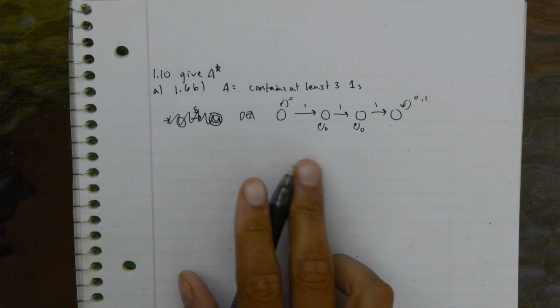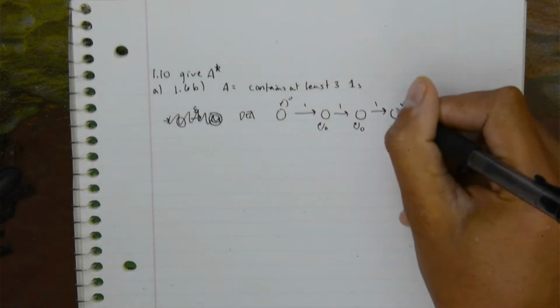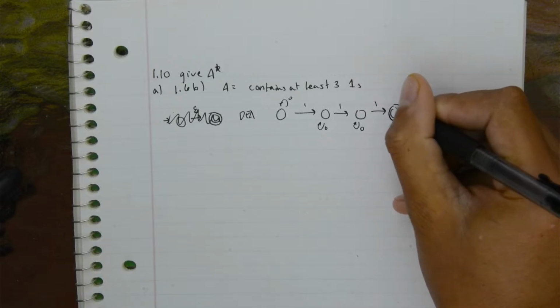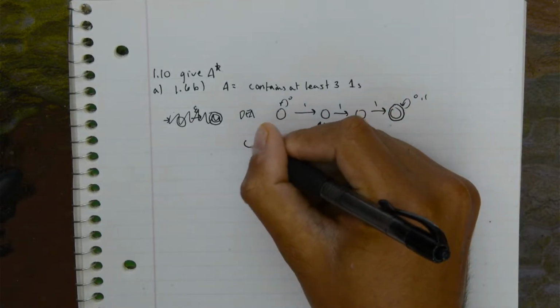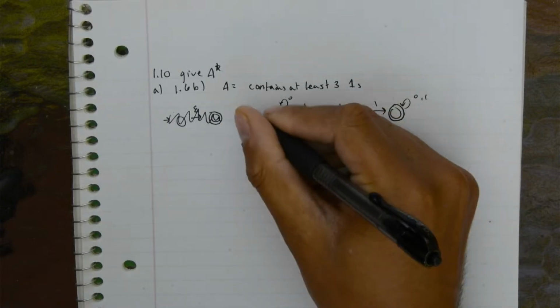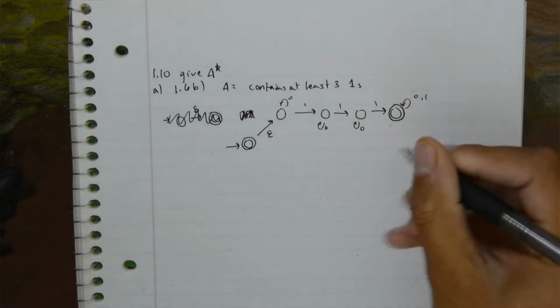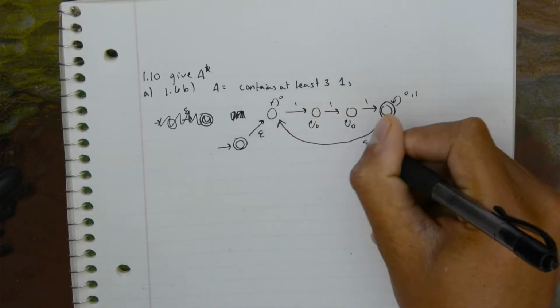Okay, so then all we have to do, and then this is the accept state, right? So then what we do is we add a new state that's an accept state. We add an epsilon to here, and then we add an epsilon to here.